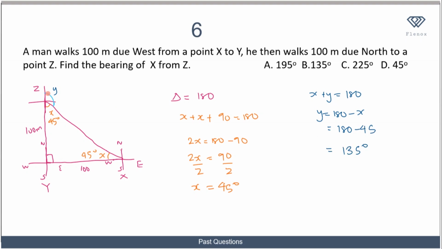So the angle over here is what? 135 degrees. So the bearing of x from z is this angle over here. And we have deduced that number to be what? 135 degrees. So the correct option to this question is option B. Now, on to the next question.